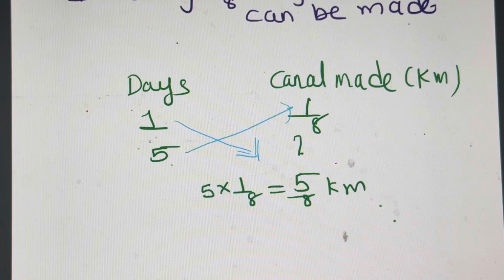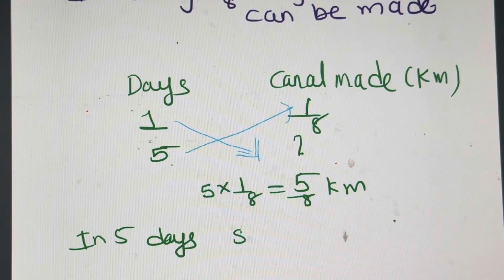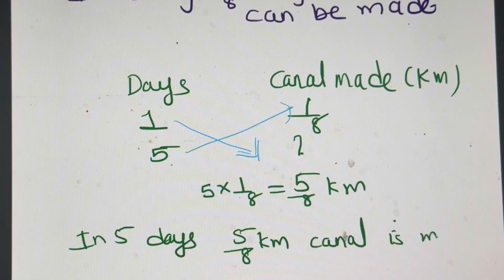1 upon 8 plus 1 upon 8 plus 1 upon 8 and so on, that we do 5 times. So 5 upon 8 kilometer. Right? So in 5 days, 5 upon 8 kilometer of canal is made. This is answer number 2.